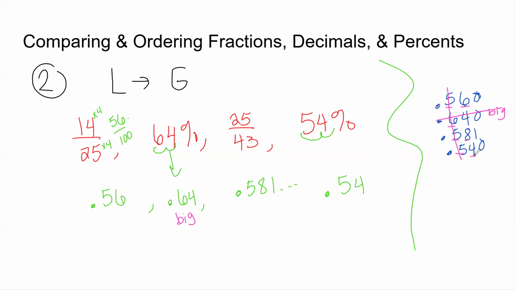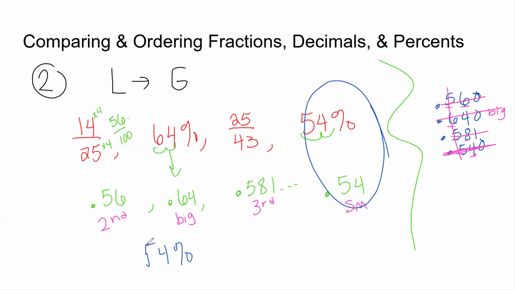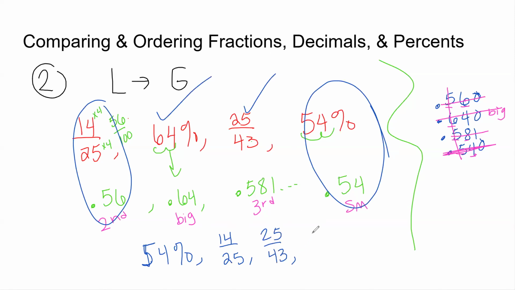6, 8, 4. 4 is the smallest. So that was this one. 6 or 8. 6 is the next smallest, so he'll be second. And he'll be third, because we already had the biggest in place. Okay, so the smallest was this guy, 54%. Sorry, my pen is being weird. This was second, which was 14/25. This was third, 25 out of 43. And this was the biggest, 64%. So turn everything to decimals and then go.